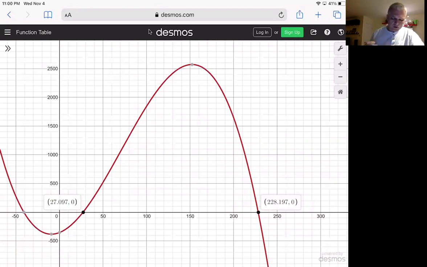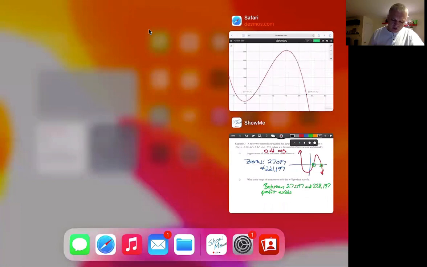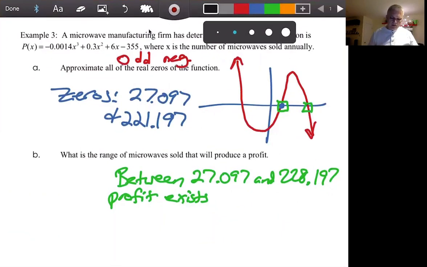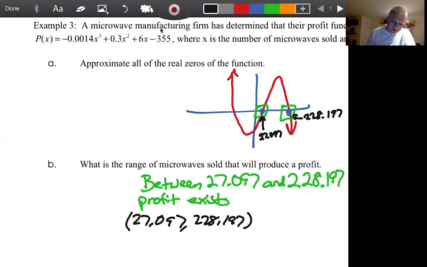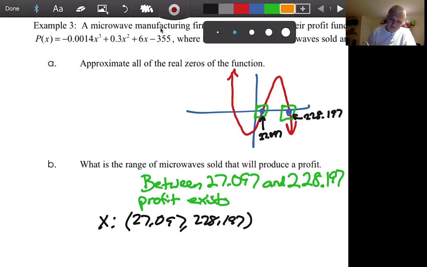So we could just use those two zeros as the beginning and end of that range of microwaves. So, I mean, we could express the range where we have a profit with the interval notation 27.097 to 228.197 with parentheses, simply because at those points, there is no profit. Okay, profit is 0. So we cannot include those points. So if you're just looking at the graph and thinking mathematically, it's a nice answer.